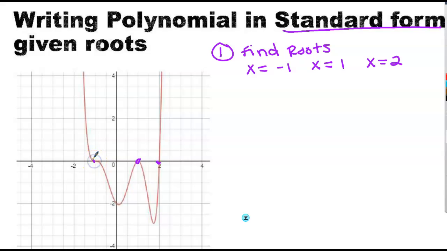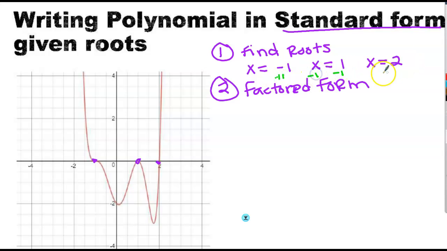Sorry, it's having a hard time marking those places. Second thing we're going to do is write these in factored form. What I mean by factored form is make one side equal to 0. So if I were to do that, I just add 1 to both sides. I would subtract 1 on both sides, and I would subtract 2 on both sides.